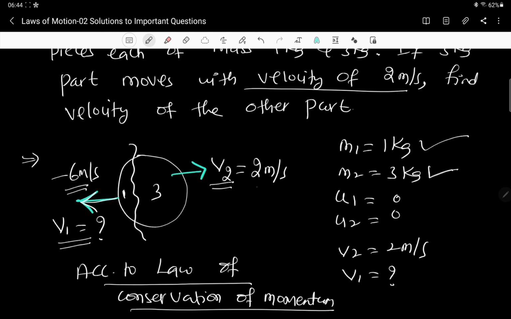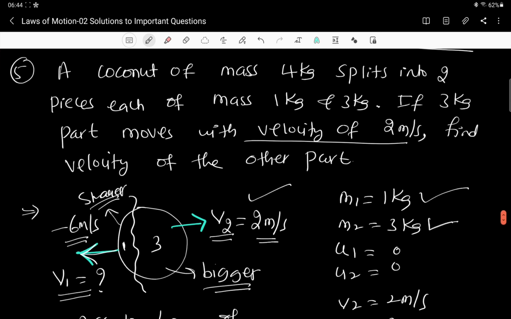This is 2 meter per second. This is more and this is less. Why? Because this is a bigger piece. Look at this 3 kg. This is a bigger piece, so that's why it will move with low velocity. And this is the smaller one. So 1 kg means, don't you think it is the smaller one? So that's why it will move with more velocity. So when you break a coconut, the larger piece will remain there only, but smaller pieces will go away, no? So like that. All right.